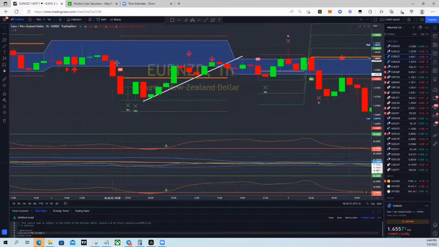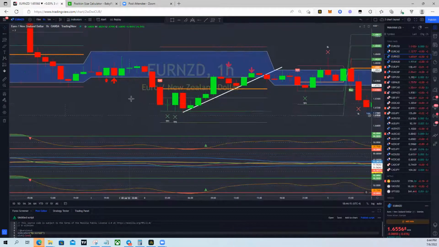Let's go to the previous one. Sell, straight to take profit 2. Depending on where you got in, it's about 10, 20, 30 pips.